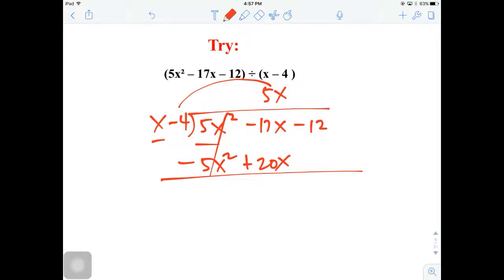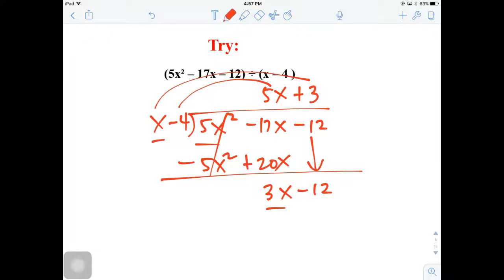The x squares will cancel out, and that gives me 3x. And then the next step is to bring down the 12. And what do I need to multiply to get from x to 3x? Well, that's a 3, right? Plus 3. So I'm going to distribute that through now.